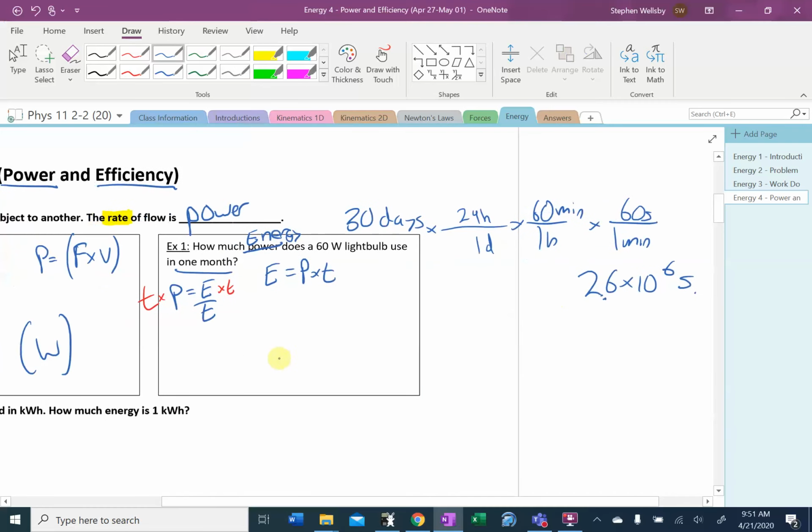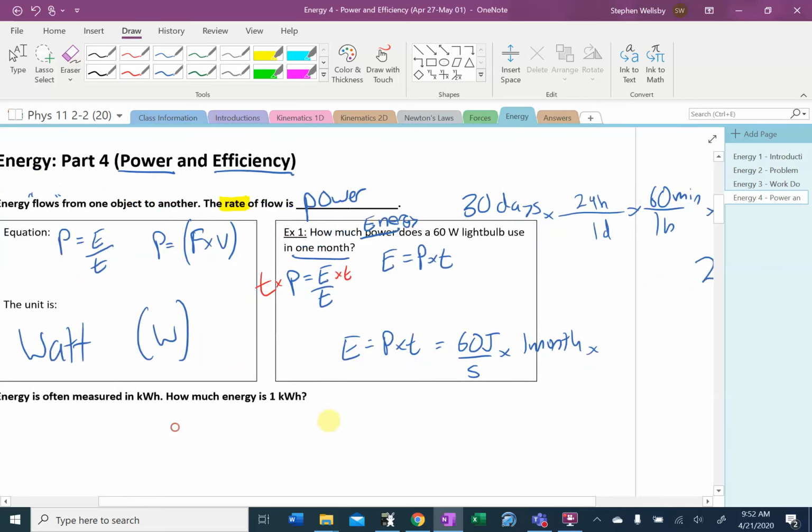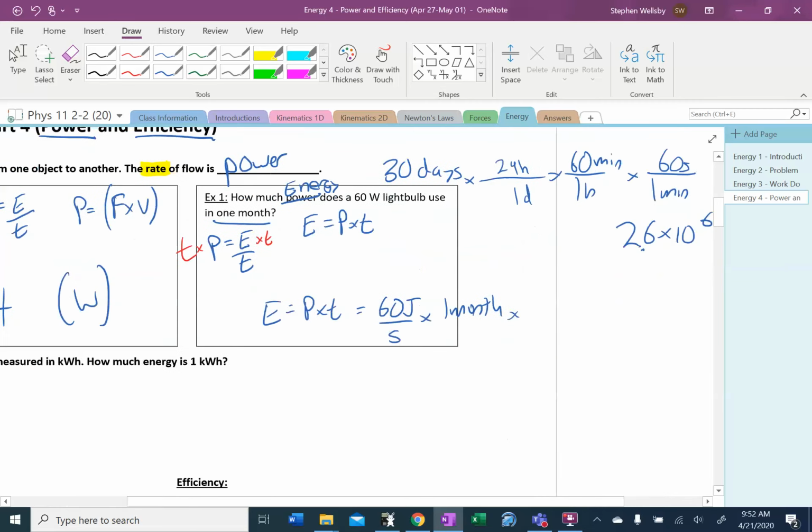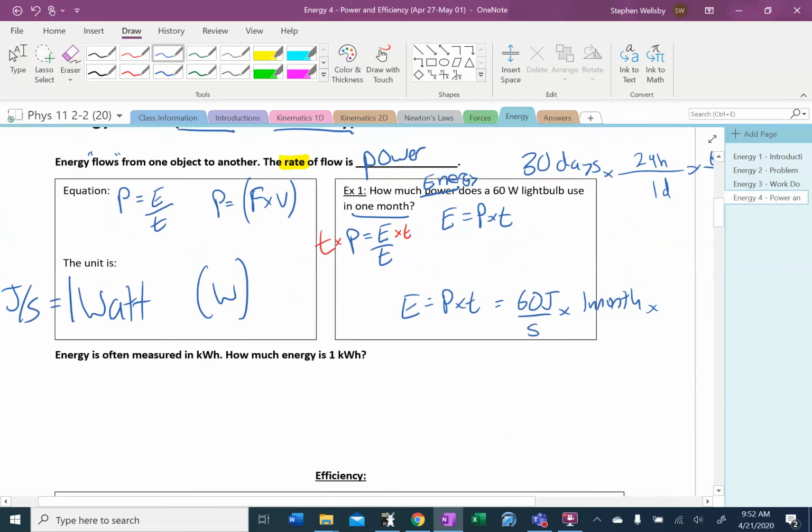So what I'm going to say here is energy is power times time. This is going to be 60 joules per second. But now we want to find out the amount of time. So I'm going to multiply this by 1 month, and then we're going to do all of this conversion all over again. I should have mentioned here, 1 watt is equal to 1 joule per second. Same thing, it's just 1 joule in 1 second is 1 watt. That's how we define that unit there.